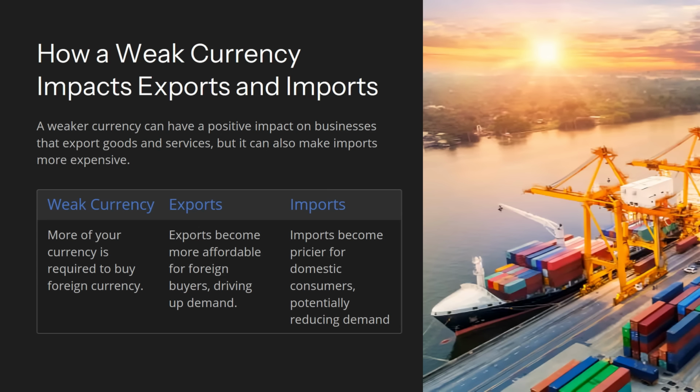On the other hand, when a currency weakens, exports take off. Suddenly, your goods are more affordable abroad. But there's a catch. Imports become more expensive. You need more of your currency to buy foreign goods, which can hurt businesses dependent on overseas suppliers. That's the dual edge of exchange rate fluctuations. It may answer the question, how exchange rates impact both sides of the trade equation.